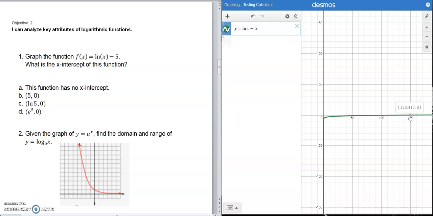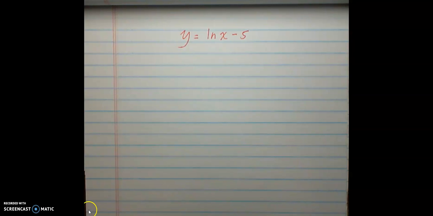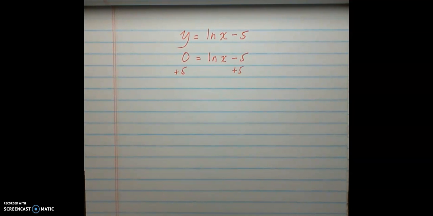So let's now go ahead and do this by hand. Okay, so this is our function. We will have to set y equals 0 in order for us to solve for the x-intercept. Now add 5 on both sides to isolate your ln x. Right now, we can solve this by expressing them all as a power of base e.